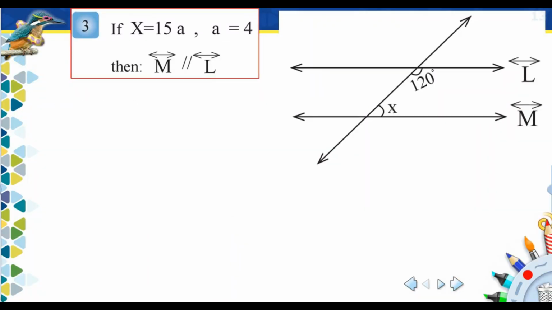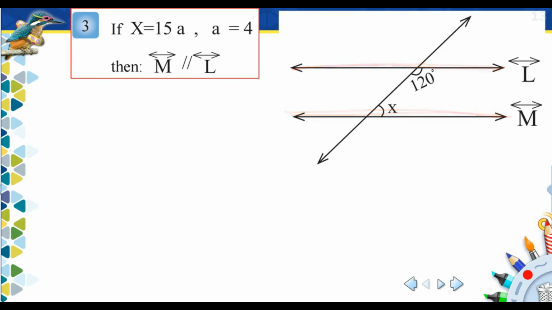A question. If x equals 15a and a equals 4, then M is parallel to L. Look at the figure: that is x, that is the angle 120 degrees, that is line L and line M. We want to show that line L is parallel to line M.